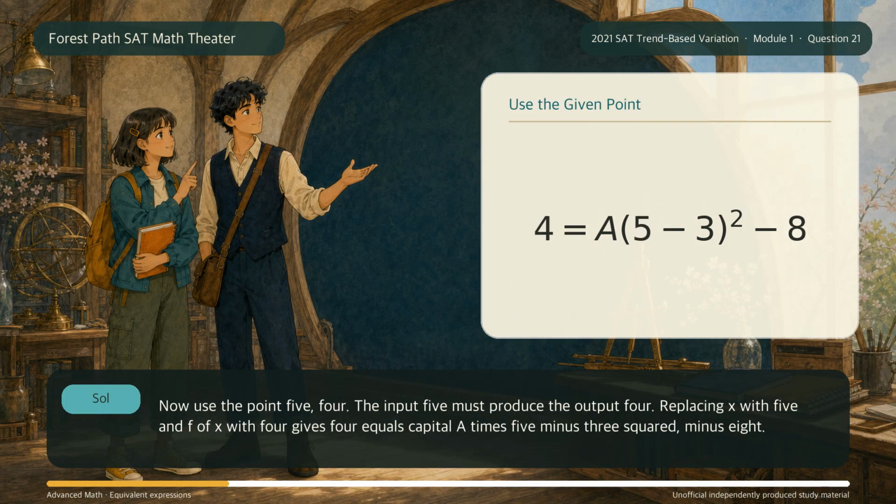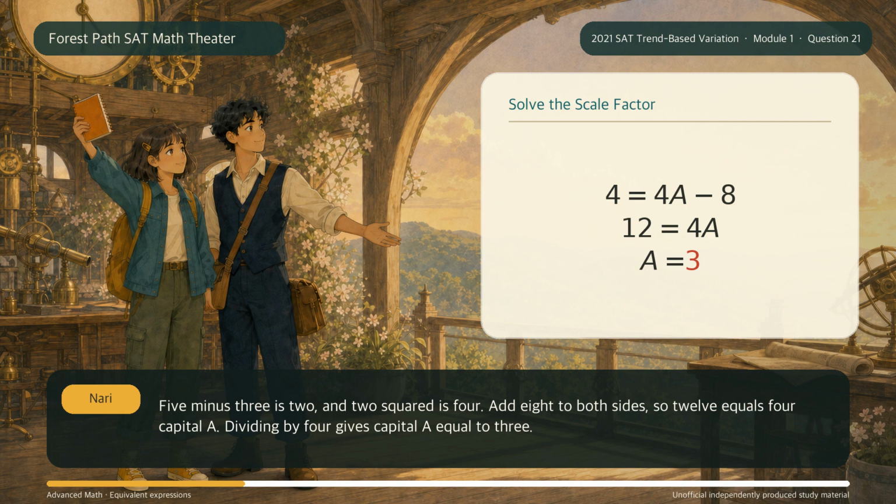Now use the point (5, 4). The input 5 must produce the output 4. Replacing x with 5 and f(x) with 4 gives 4 = A(5 - 3)² - 8. 5 minus 3 is 2, and 2 squared is 4. Add 8 to both sides, so 12 = 4A. Dividing by 4 gives capital A equal to 3.